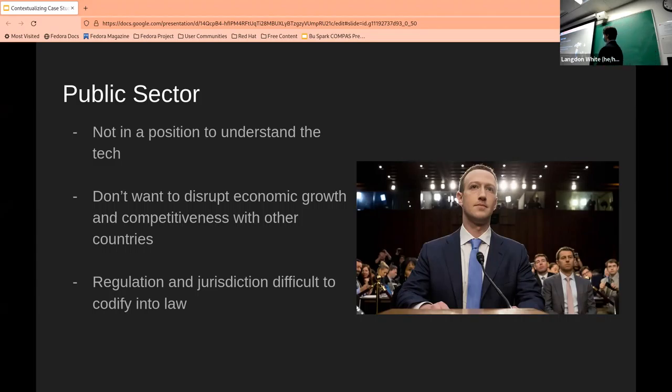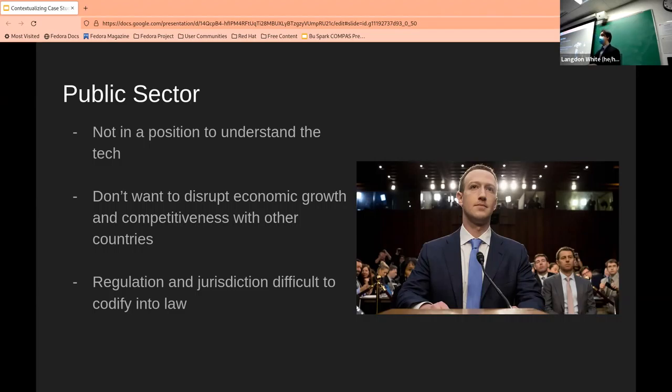And finally, regulation and jurisdiction are both difficult to codify. There's a couple of reasons for this. First off, regulation in itself is always going to be outpaced by technological change. So if I make a bill to regulate MP3 players, but nobody owns an MP3 player, then it's kind of irrelevant, right? The law doesn't actually matter. You can say that some other new technology is completely different. This is an MP4 player, not an MP3 player, or it's an MP5 player, or whatever.